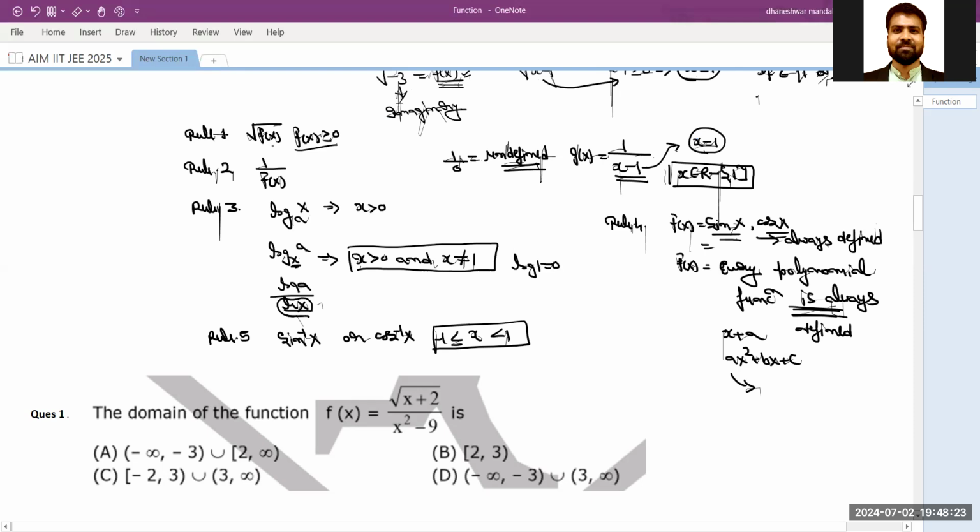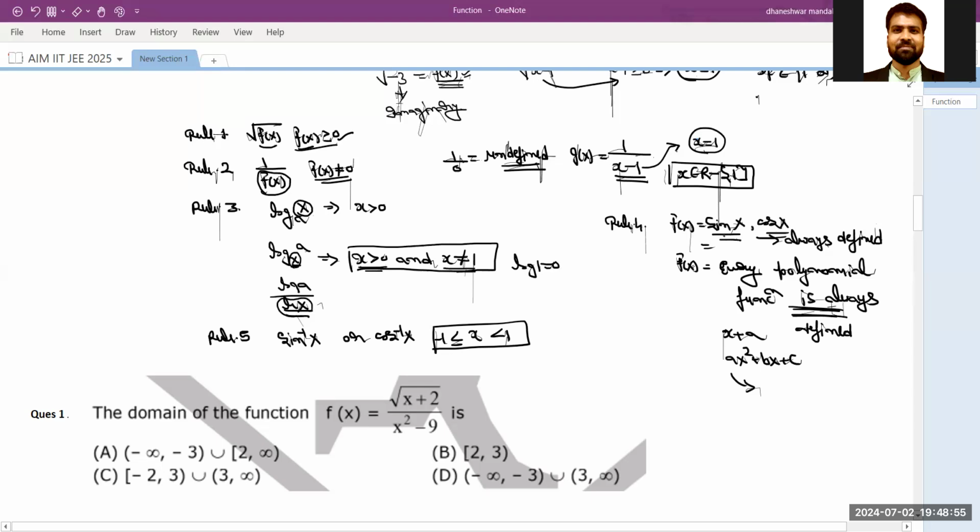What is the first rule? If you have anything inside the root, then take this f(x) greater than or equal to 0 and find the value of x. If you have anything in the denominator, then this term cannot be equal to 0. If you have any term in log, then this x will be greater than 0. If you have x in the base of log, then x is greater than 0. Also, x cannot be equal to 1.